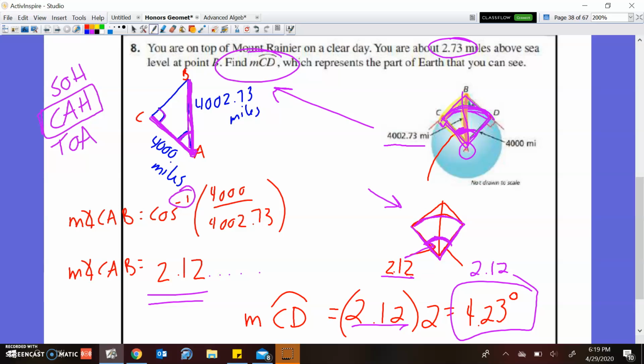If you wrote 4.24, I would not mark it wrong, but it's good practice to try to avoid rounding too soon. So even though I wrote 2.12 here, on my calculator I didn't erase it and only write 2.12. I kept that entire long decimal and just multiplied that by 2. So that's the actual answer.